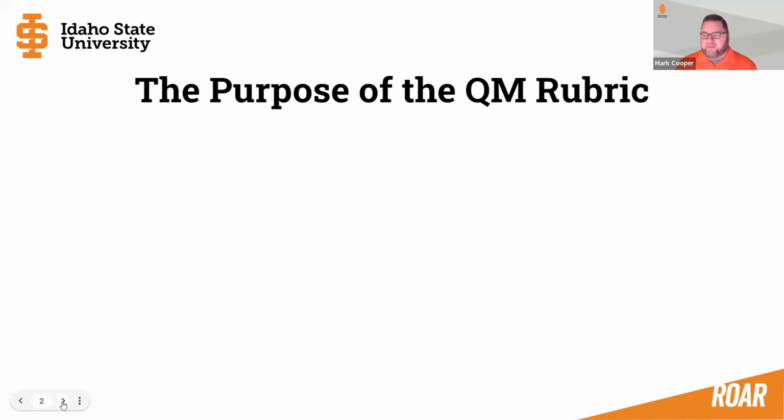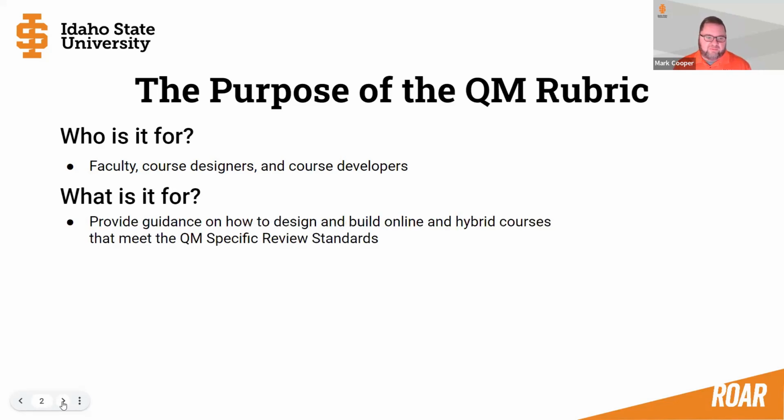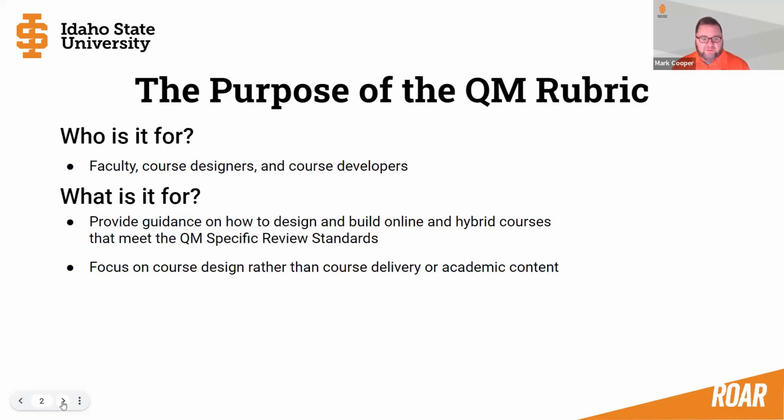Let's begin by talking about the Quality Matters rubric and the purpose of the rubric. So who is it for? The Quality Matters rubric is for faculty, course designers, and course developers. What is it for? The Quality Matters rubric provides guidance on how to design and build online and hybrid courses that meet the QM specific review standards. It also focuses on course design rather than course delivery or academic content.